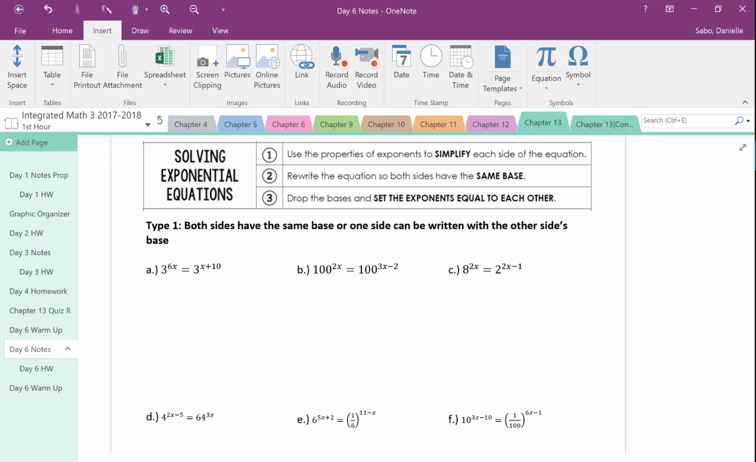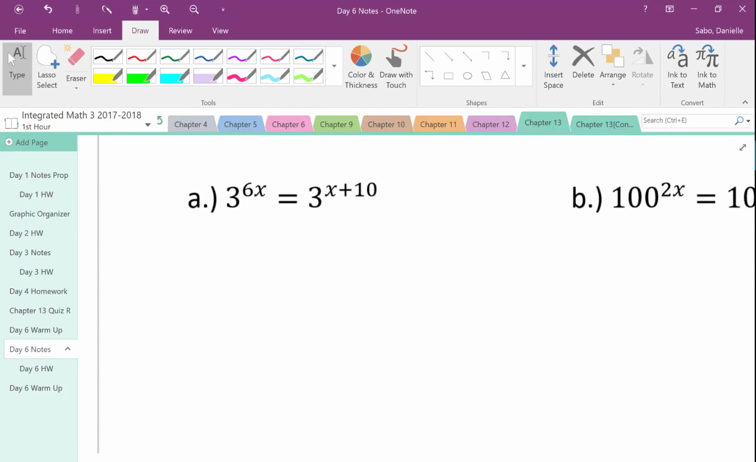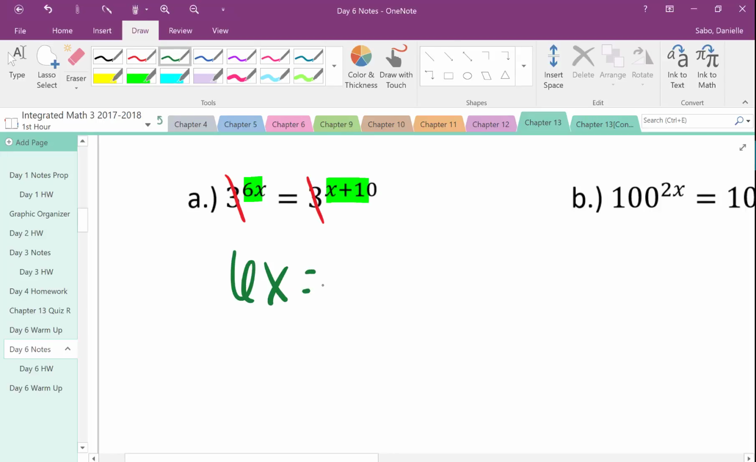If they don't have the same base, you can't drop the exponents, which is step 3. So just like we had log equaling a log, we were able to drop the logs. Now if we have exponential and exponential, and they have the same base, we can drop them as well. So for example, A. Do they both have the same base? Yes, so we drop them, they're gone. And all I have is 6x equaling x plus 10. Pretty straightforward, pretty easy, solve it on your own.